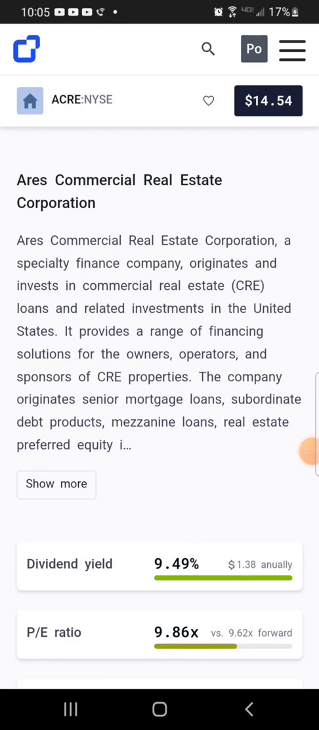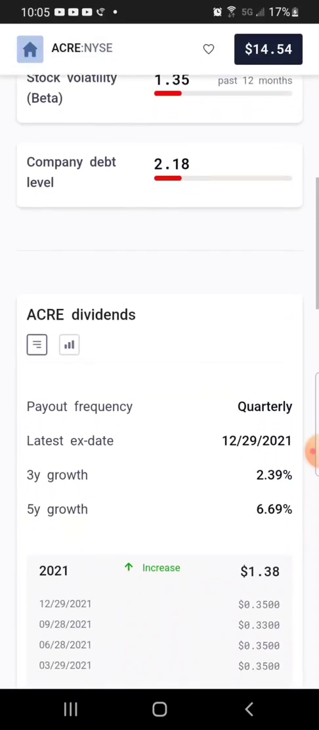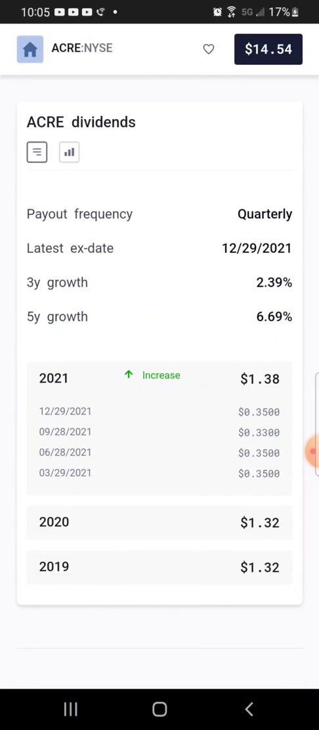And let's look at Ares Commercial Real Estate Corporation, a specialty finance company, originates and invests in commercial real estate. All right, it has a killer dividend yield of 9.49. It gives an annual dividend of $1.38. And it has increased its dividend. It has kept it the same for 2 years, but it increased its dividend in 2021.